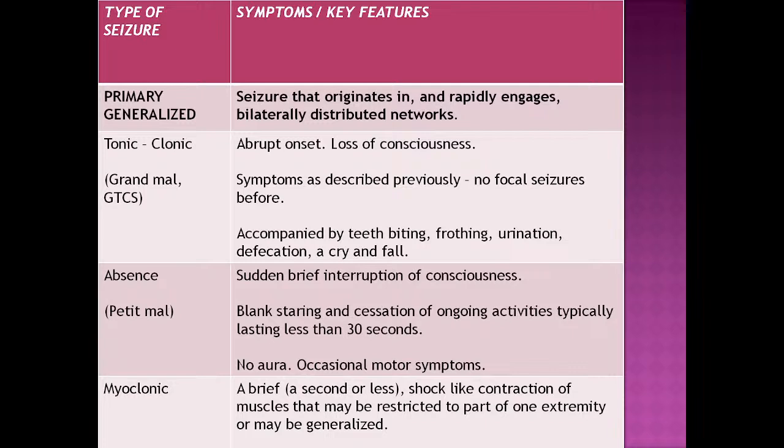Now what about generalized seizures? You have the tonic-clonic, that's what we were talking about, and there is an abrupt onset of this, and generally it is accompanied with loss of consciousness. This is characteristic of generalized seizure. There is loss of consciousness. The patient becomes unconscious. This generalized tonic-clonic seizure is also called grand mal epilepsy.